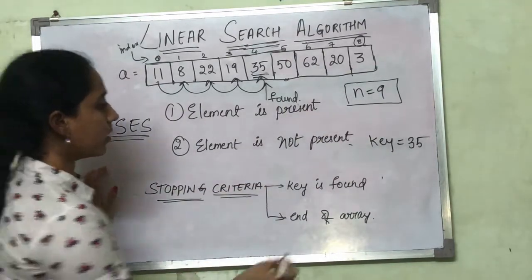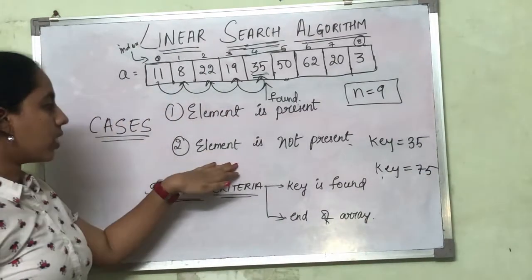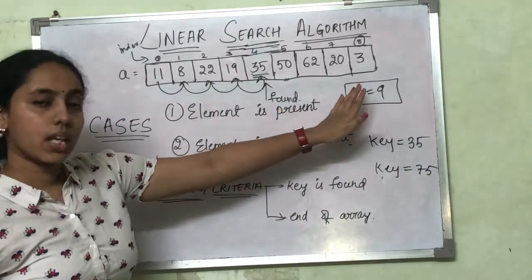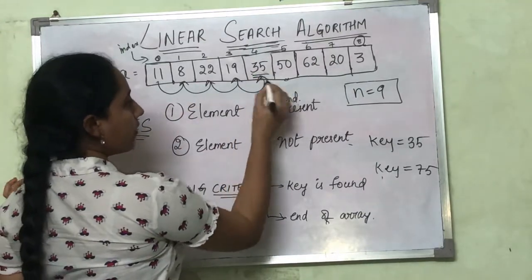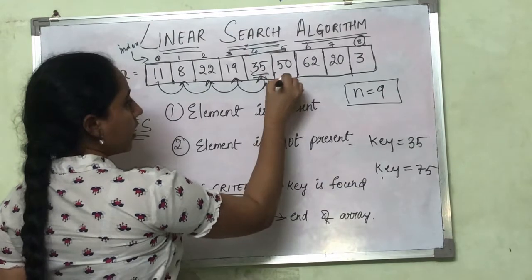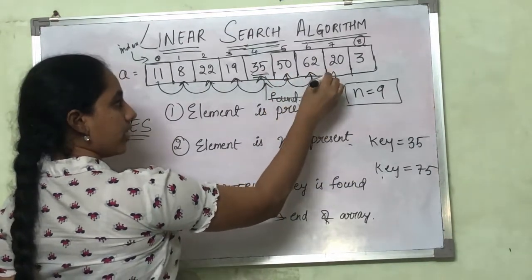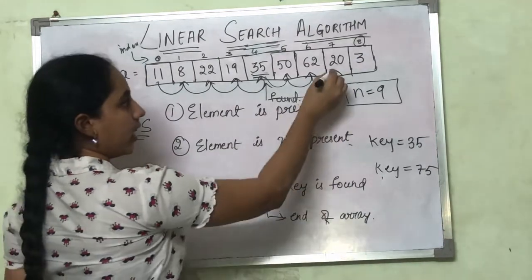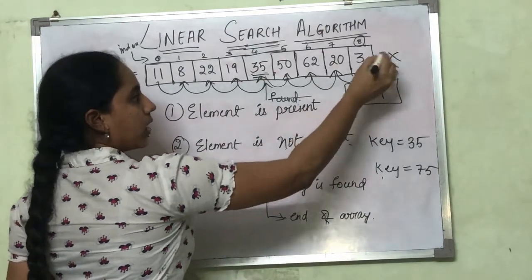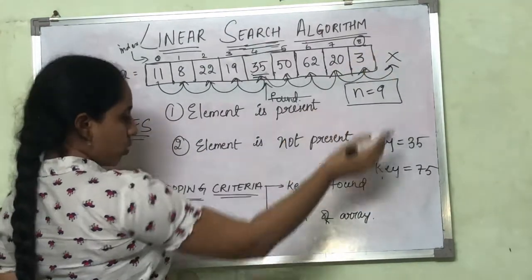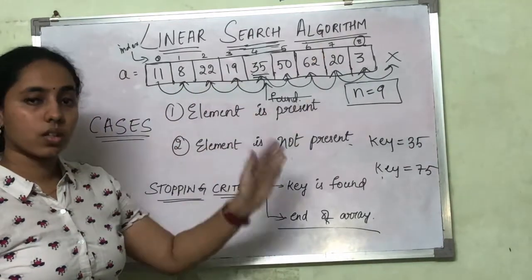We'll take another key, for example 75, for case 2, where the element is not present in this array. We see that 35 is not equal to 75, 50 is not equal to 75, 62 is not equal to 75, 20 is not equal to 75, and 3 is also not equal to 75. So we cannot go further. This is the end of the array length, so at the end of the array we also need to stop this sequential search.